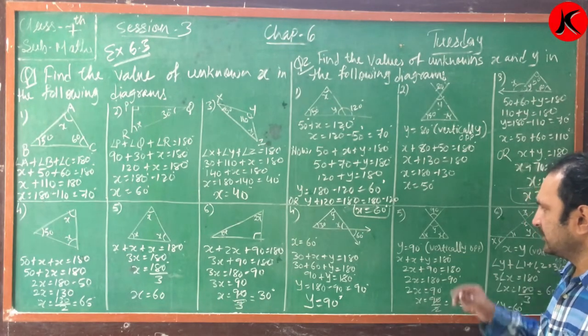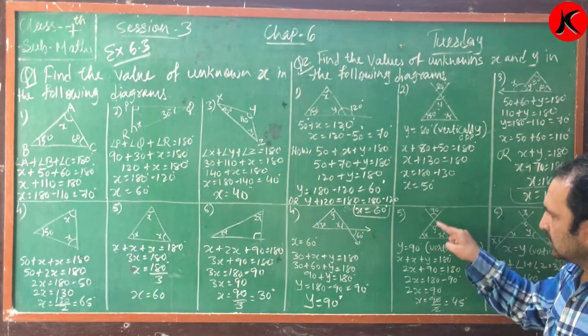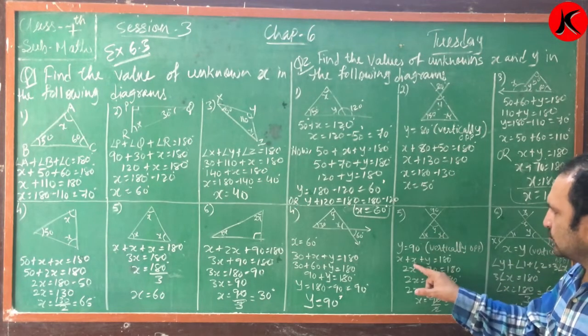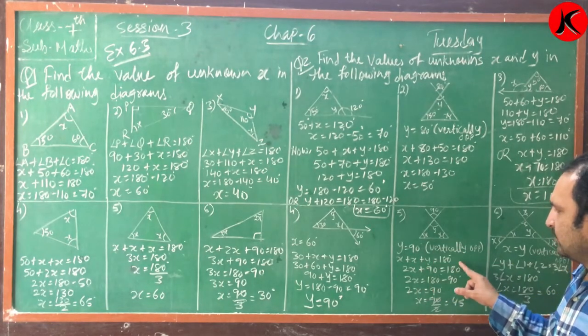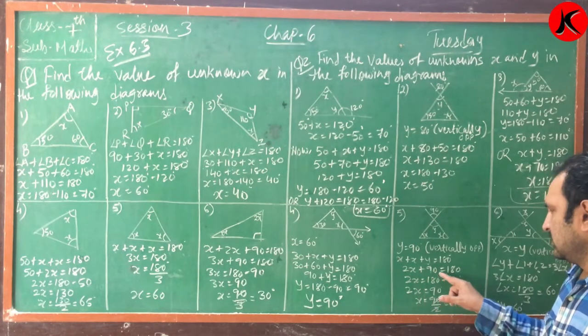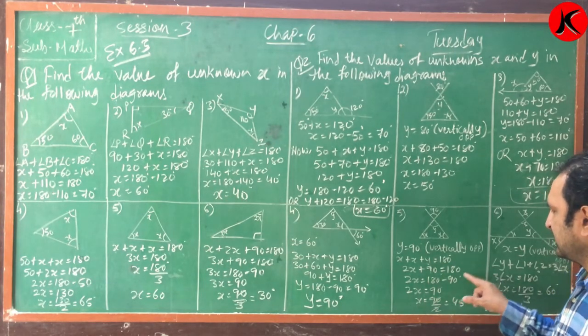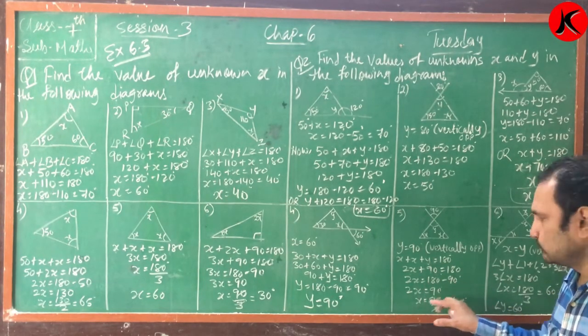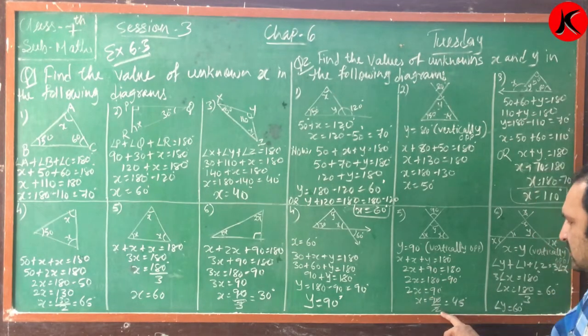Okay, वापस एक बार देखो बेटा. Y is equal to 90. X plus x is 2x, plus y is equal to 180. 2x हो गया ये. Okay, y is 90. Straight line, 180 minus 90 is 90. 2 multiply में divide में जाएगा on the other side. 2 ones are 2, 45. Last one.